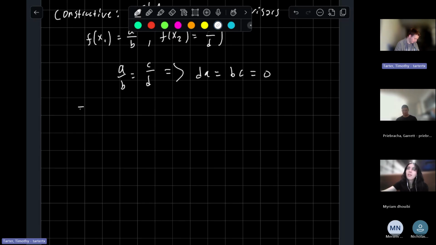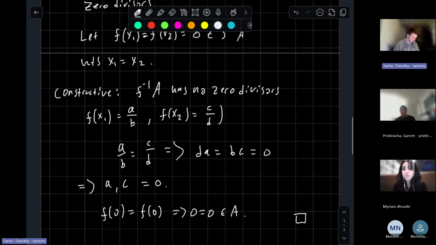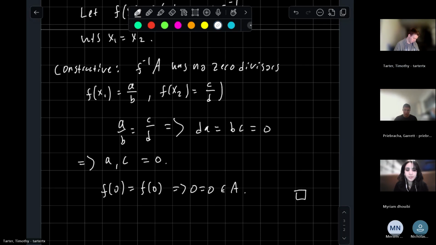And so then this means that either A or B, or sorry, A or C, respectively, both have to be 0. But then f of 0 equals f of 0, right? Implies 0 equals 0 in A. Does that make sense? Yeah.